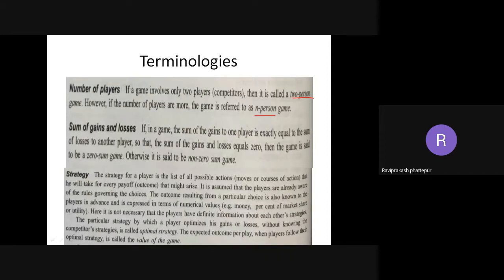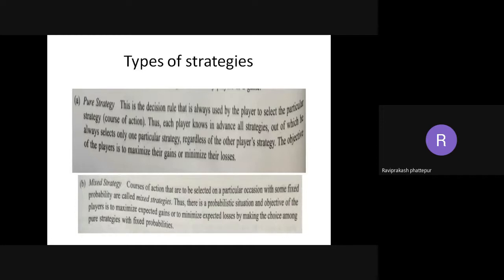Sum of gains and losses. Zero sum game means if you add both the losses and the gains, it should be zero. If it is zero, it is called a zero sum game. If not, it is called a non-zero sum game. Strategy, two types: pure strategy and mixed strategy. Pure: whatever strategy the opponent takes, I am not going to change my strategy. So that is my pure strategy. Mixed strategy is, based on whatever strategy the competitor takes, I take what fits, and there are probabilities involved in mixed strategy.